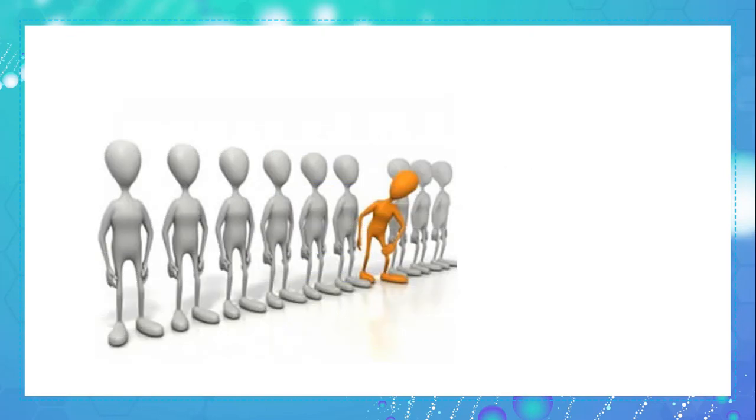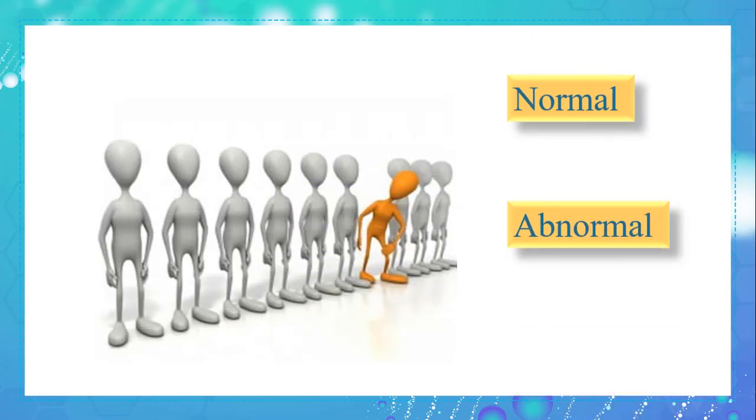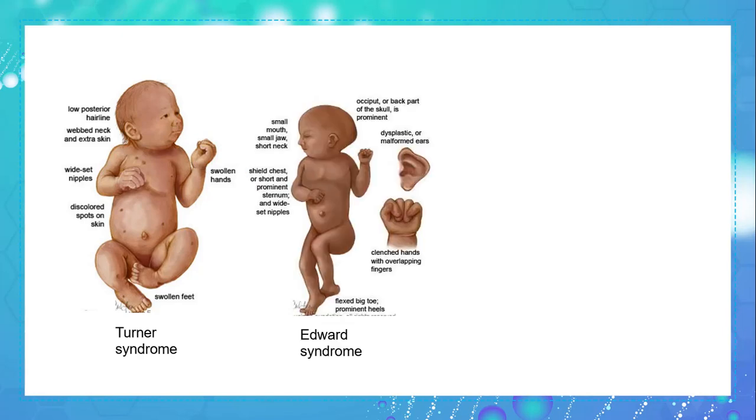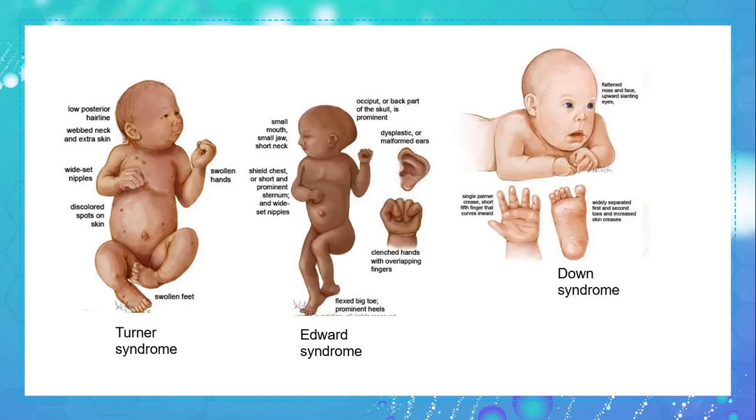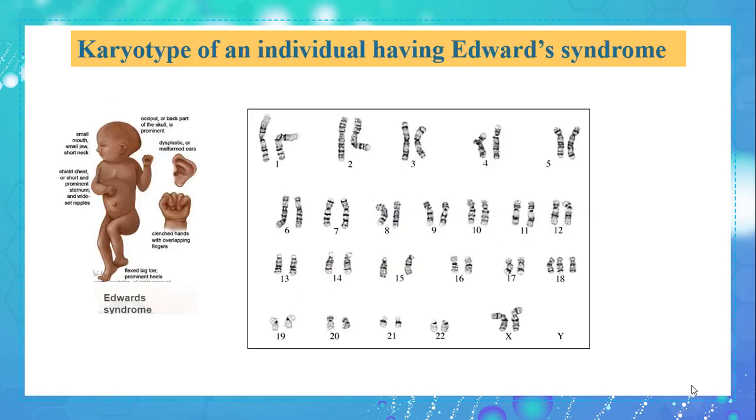We have studied the karyotypes of normal cases, but what about abnormal cases like Turner syndrome, Edwards syndrome, and Down syndrome? If we observe the karyotype of a person having Edwards syndrome, we notice the presence of 3 copies of chromosome 18 instead of 2. Then the chromosomal formula would be the whole number of chromosomes here, which is 47, semicolon, the gonosomes here are XX, and since there is an extra copy of chromosome 18, it will be represented by plus 18.